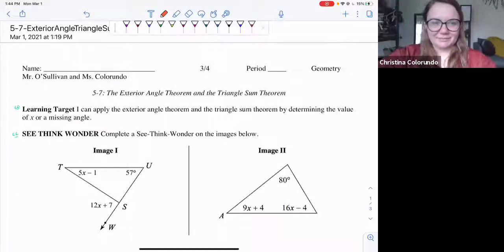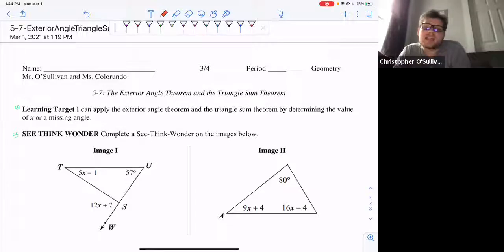And today we're going to be doing lesson 5-7, the exterior angle theorem and the triangle sum theorem. Today's learning target is: I can apply the exterior angle theorem and the triangle sum theorem by determining the value of x or a missing angle. Just as a reminder, we've been doing this for the past few days where we've been setting up and solving, but today we're going to mix and match the problems.